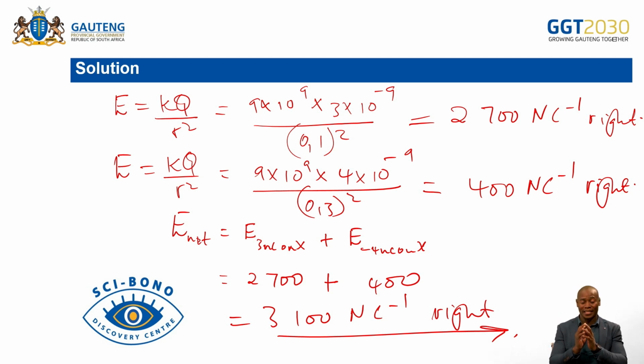For example, they can say at point X, they've placed an electron. So what they are trying to say to you is that this point X is no longer positive, but is negative, because the electron is negative. But if that is not mentioned, you should know that the point is always positive. That is very, very important, learners.